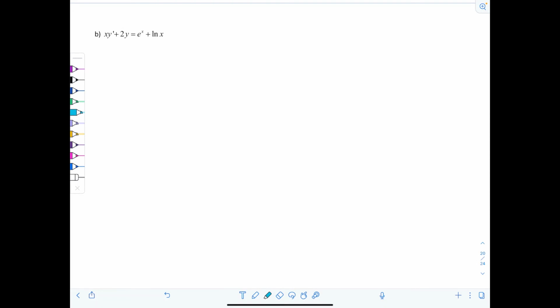All right, we have x times y prime plus 2y is equal to e to the x plus natural log of x. I'm just going to jump to the solution steps now. We know that this is going to be linear because we're talking about linear differential equations. So let's just confirm quickly. I'm going to isolate y prime. Remember our standard form is y prime plus p of x times y equals f of x, right? So just try to see if you can rewrite it in that form.